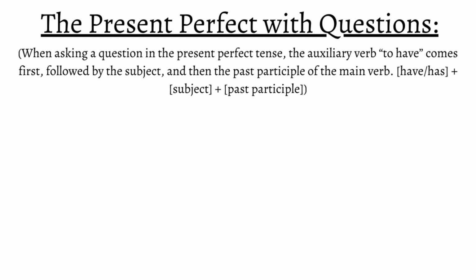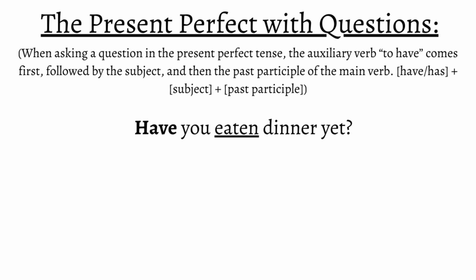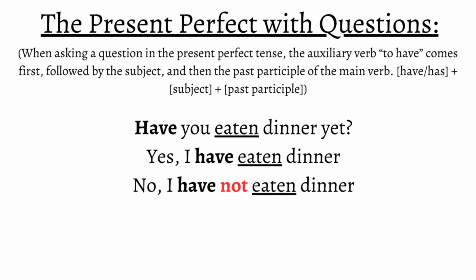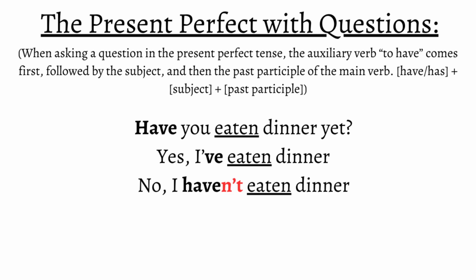When asking a question in the present perfect, the auxiliary verb to have comes first, followed by the subject, and then the past participle of the main verb. This pattern is similar to questions made with the auxiliary verb do. Have or has, plus the subject, plus a past participle. One example is, have you eaten dinner yet? And the response can be, yes, I have eaten dinner, or no, I have not eaten dinner. It's also possible to use contractions.